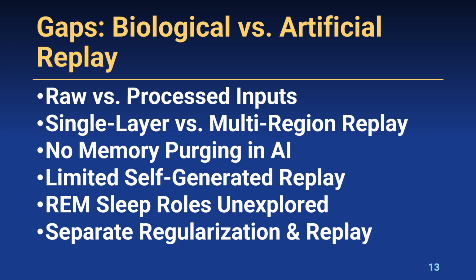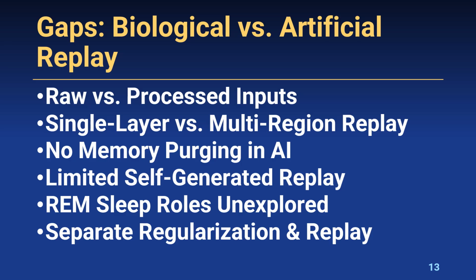Despite these advancements, there are still significant gaps between biological and artificial replay. Many artificial implementations differ from how humans learn and assimilate new information. For instance, biological replay happens both independently and concurrently in different brain regions, whereas artificial replay often occurs at a single layer within the network. Furthermore, unlike biology, many artificial replay systems don't purge their memory buffer over time. The distinct roles of REM sleep in abstraction and generalization are largely unexplored in artificial networks.